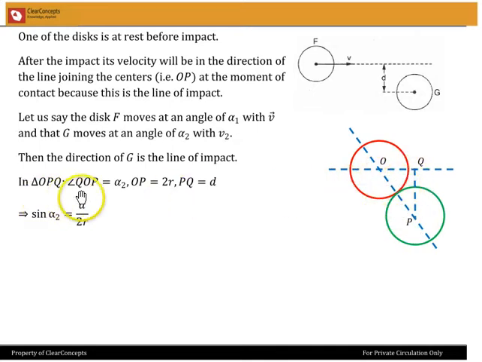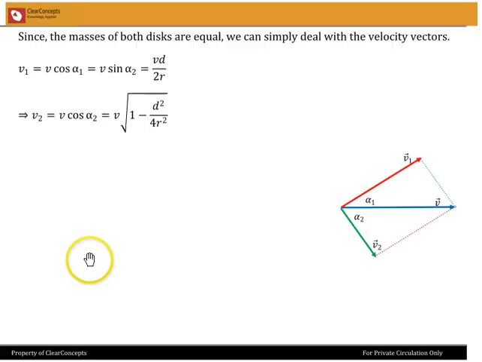So in triangle OPQ, the angle POQ is alpha 2. OP is simply the sum of the two radii, 2r, and PQ is equal to the impact parameter given to us, d. It's simple to see that sine alpha 2 is d by 2r.